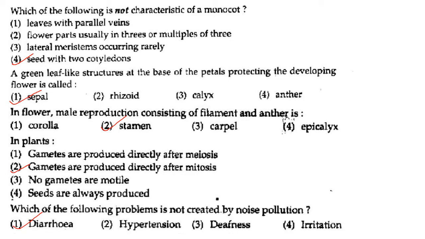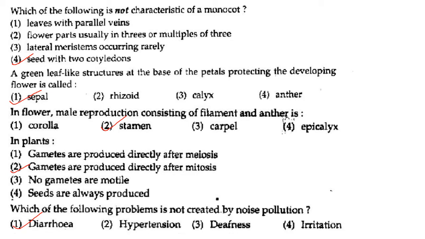Sepal. In a flower, the male reproductive part consisting of filament and anther is: option 1, corolla. 2, stamen. 3, carpel. 4, epicalyx. Answer is option 2, stamen.